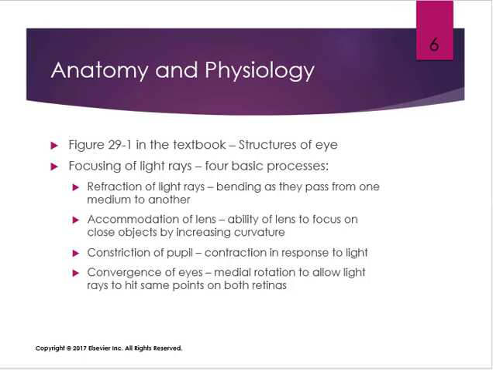So the purpose of the eye is to focus light rays, and it has 4 basic processes. We have refraction of light rays, which means bending as they pass from one medium to another. We have accommodation of the lens, which is the ability of the lens to focus on close objects by increasing its curvature. Constriction of the pupil is contraction in response to light, and convergence of the eyes is done by medial rotation to allow light rays to hit the same point of both retinas.